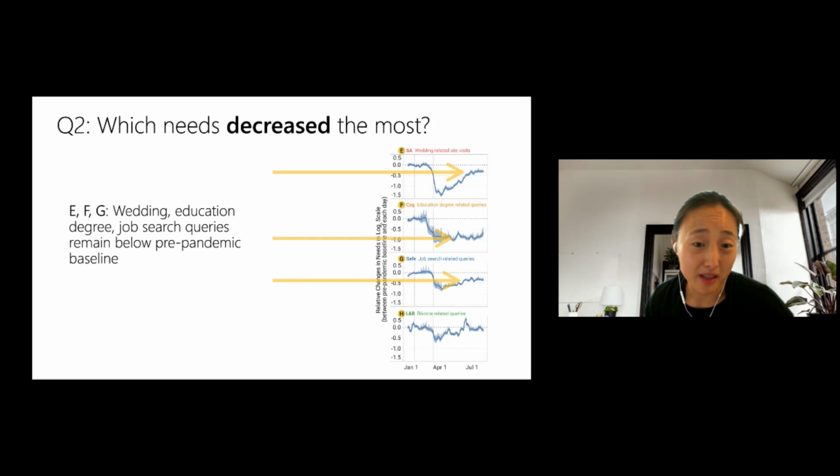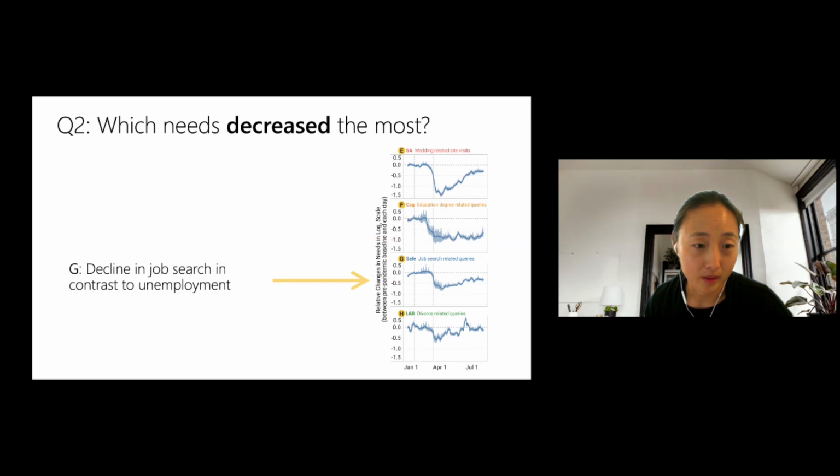It's worrisome that some of these needs remain below pre-pandemic baseline, especially for job search, which shows that those that are unemployed may not be seeking employment. So in general, we saw exponential increase in basic needs and troublesome decline in growth needs.